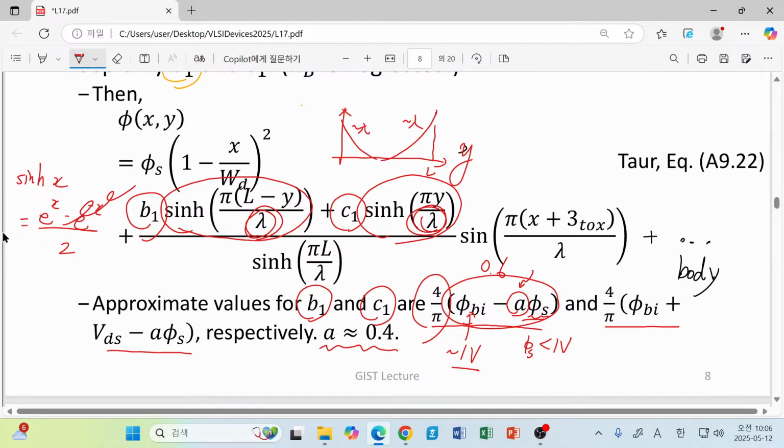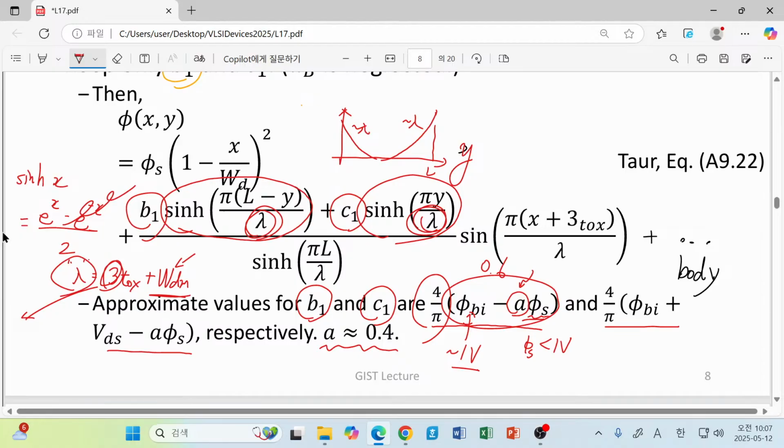That's the key point. Please remember that lambda is the length scale, and this lambda, by definition, was given as 3 times Tox plus WDM. So this is the depletion width, and this is 3 times Tox. Why do we have 3 times Tox? This number 3 is obtained from the ratio between silicon permittivity and oxide permittivity. So this is a given system. Anyway, this is the length scale.